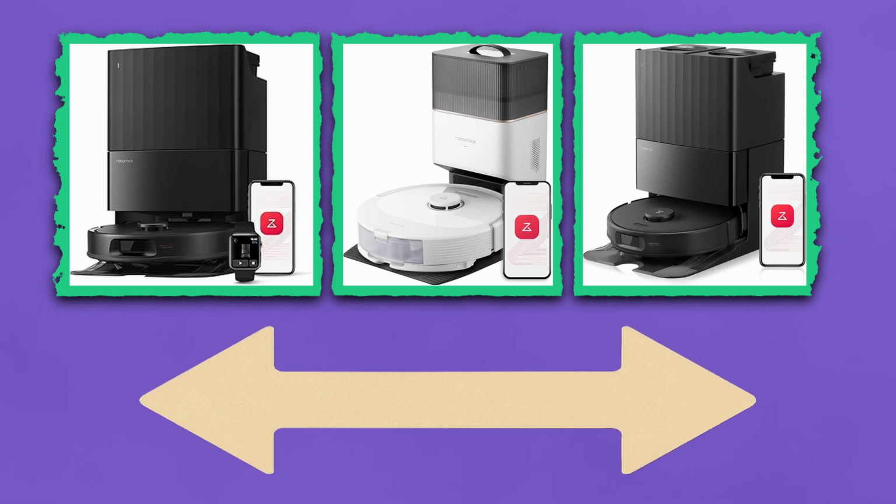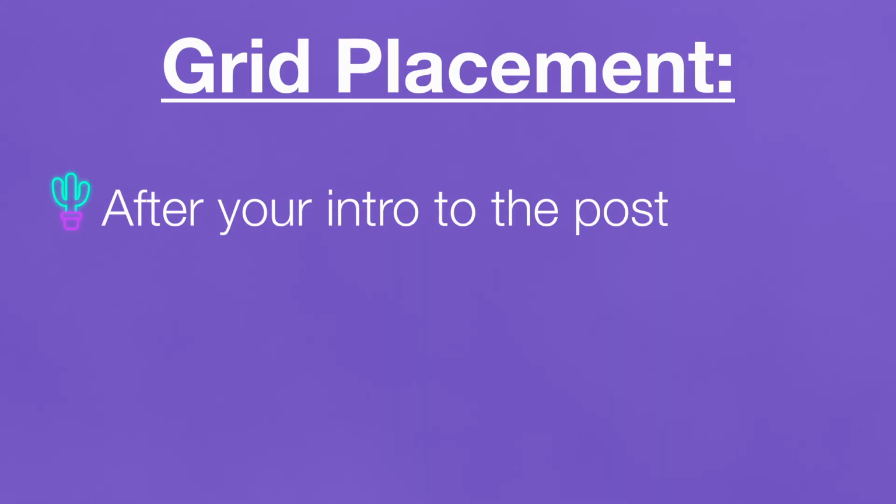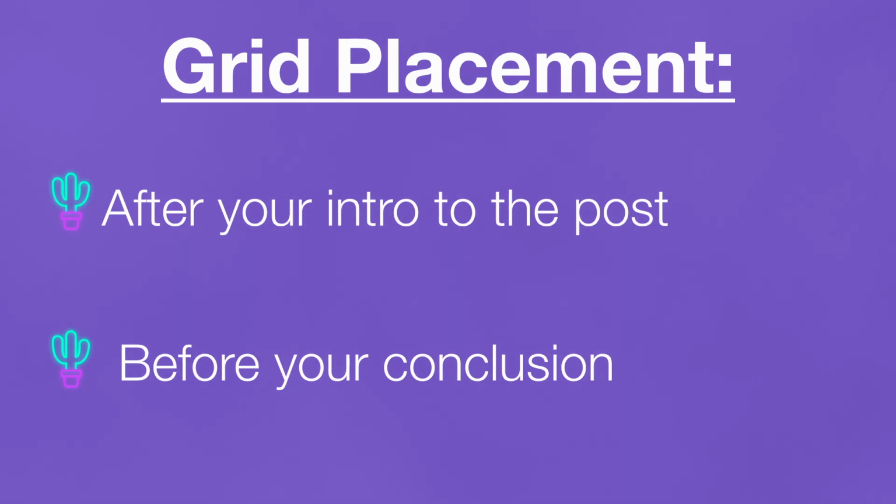Grids are best used when you want to show similar products side by side. A great place to put a grid is right after your intro as a quick overview. Another great spot to put a grid is right before your conclusion, so that way you're giving options for your readers to choose from.